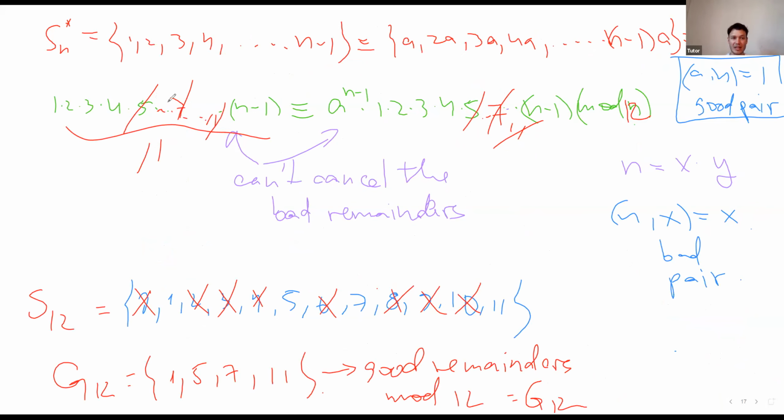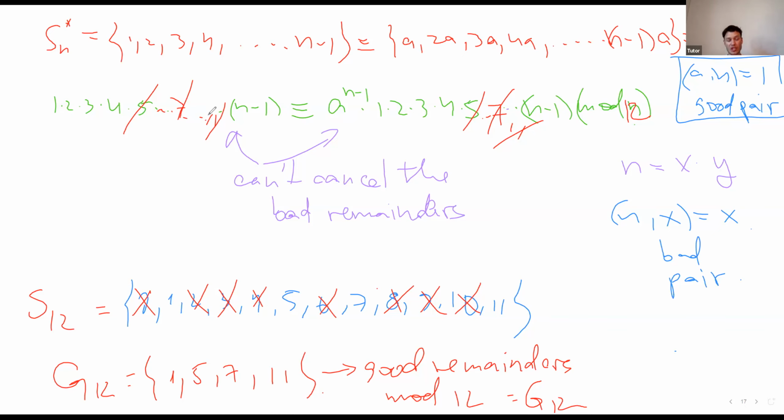If I try to simplify stuff, I cannot cancel terms because n can have a bunch of bad numbers in it. All the bad numbers cannot be simplified. That's why, for S12, what were the bad numbers? 0, 1, 0, 2, 3, 4, 6, 8, 9, 10. A lot of them are bad numbers. The good remainders, there are very few of them. G12 here is the good remainders mod 12.